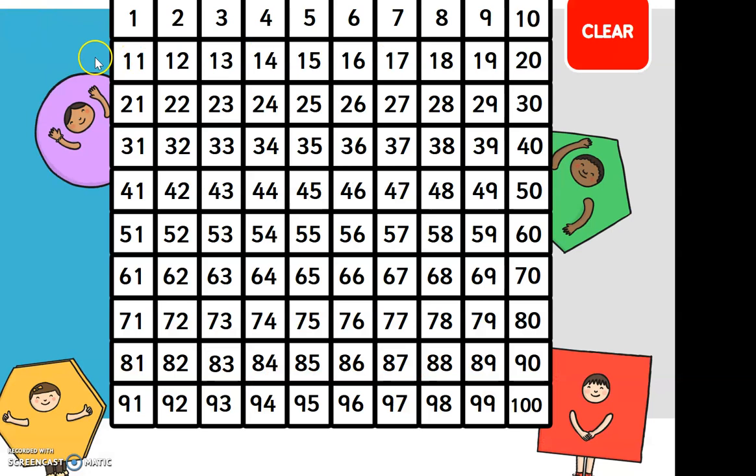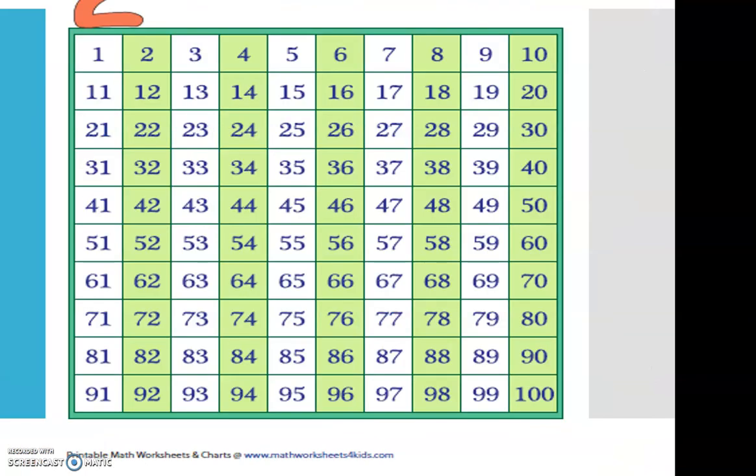So looking at our 100 squares, we go up in 2s. So every second one, 2, 4, 6, 8, 10, 12, 14, 16. So you're skipping every second one. When we look at a completed 100 squares for skip counting by 2, there's a very clear pattern. Every second number is highlighted.